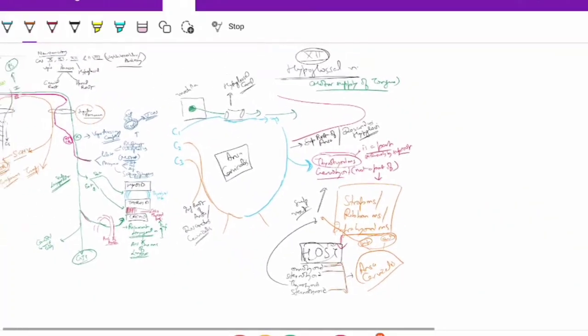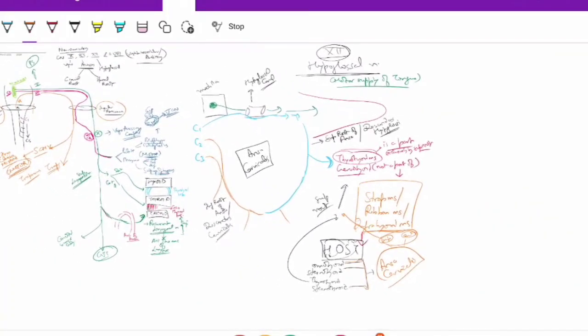So here is a common photo that I would like you people to take, so that it will be very easy for you to remember the 12th, 11th and 10th cranial nerve.